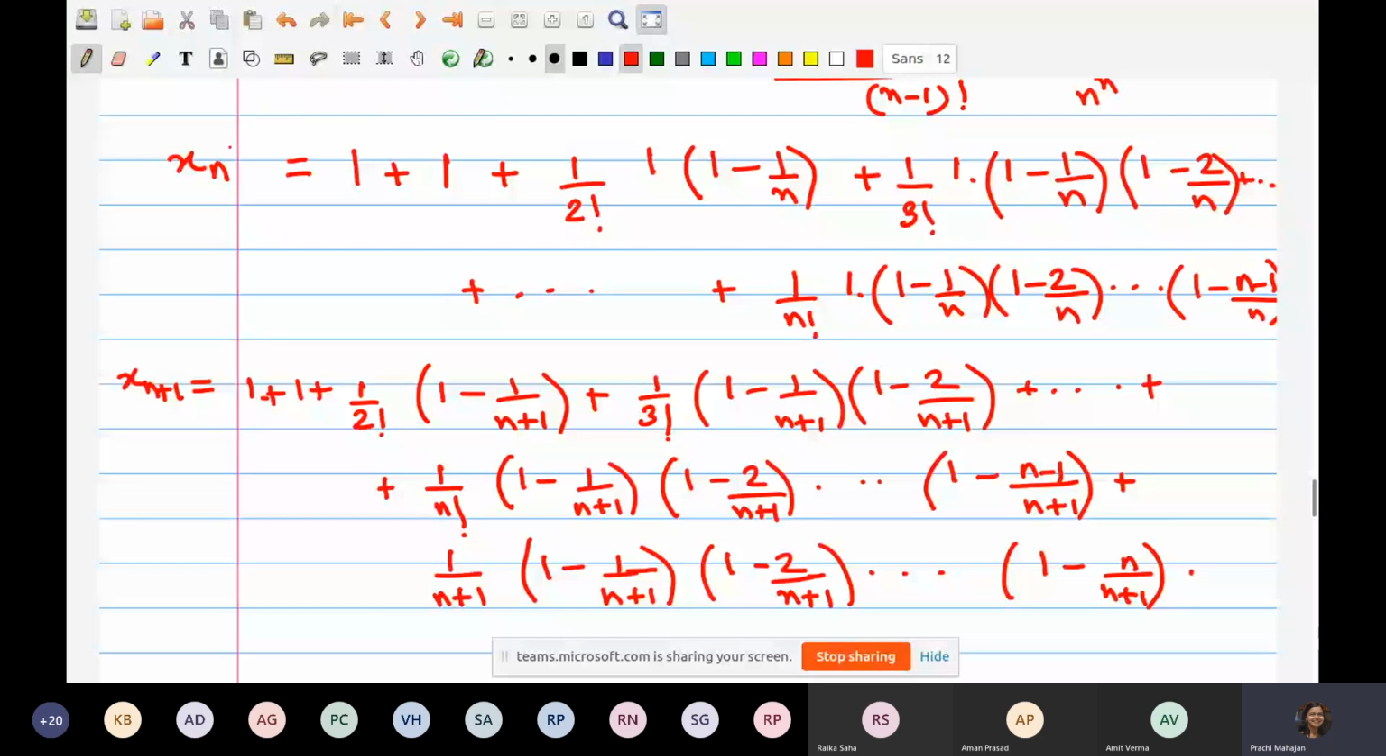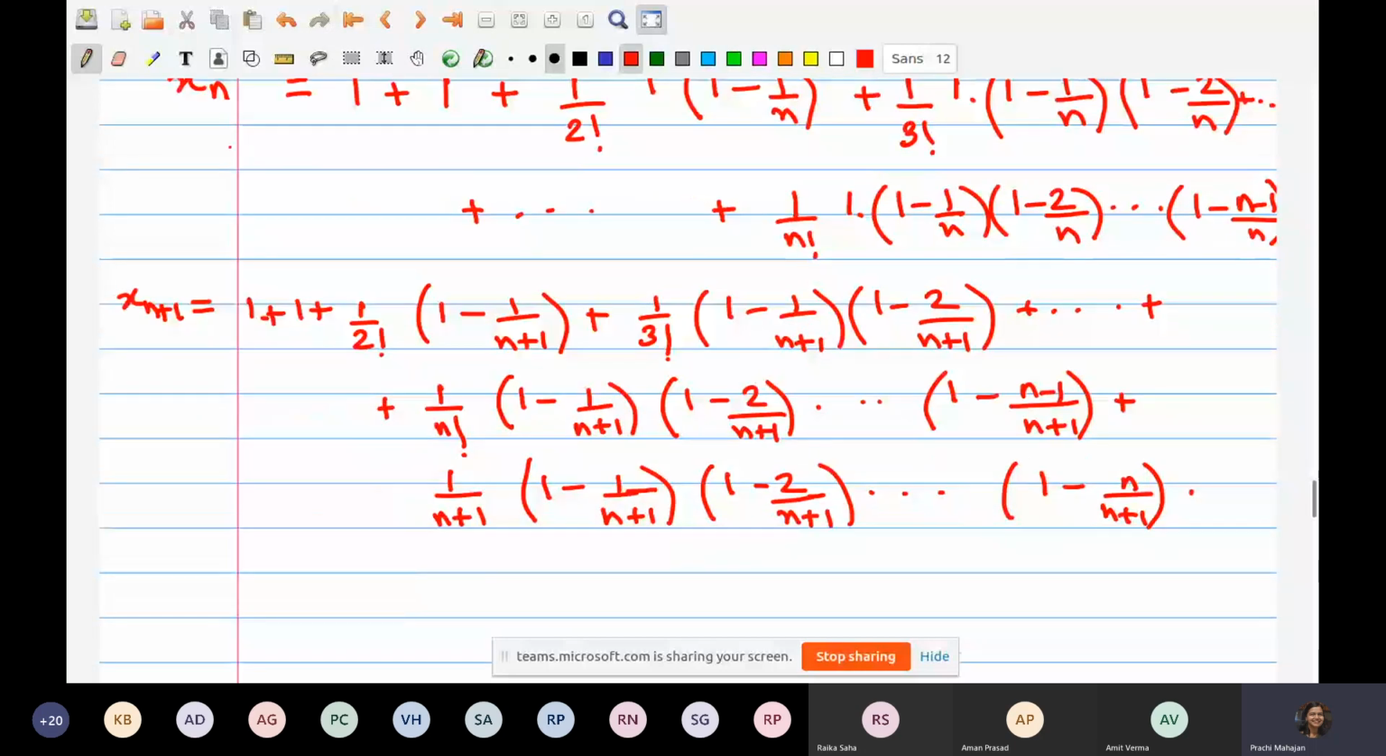So my goal is to say that this sequence xn is monotone, right? So I have to compare the terms xn and xn plus 1. If you look at these two expressions here, xn contains n plus 1 terms, xn plus 1 contains n plus 2 terms, right? And each term in xn is less than or equal to the corresponding term in xn plus 1. And in fact, xn plus 1 has one more positive term. Conclusion, the sequence xn is increasing, correct? Is that okay?